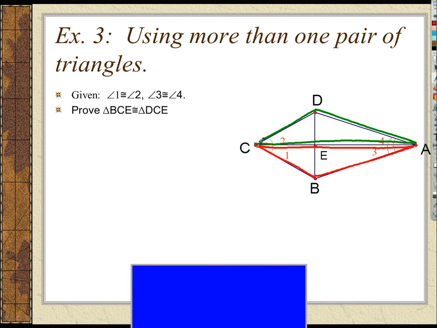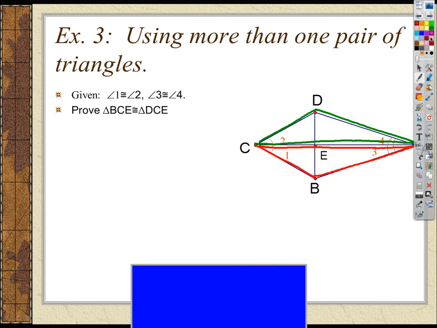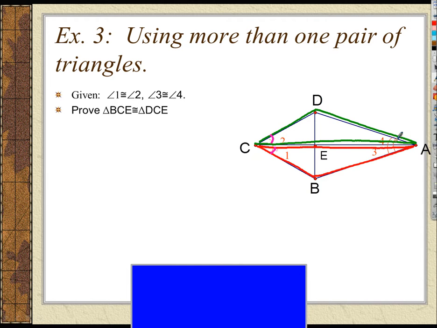Okay, what if we do that? Now look at this. Look what we've got here. We've got that angle congruent to that angle. That angle congruent to that angle. What else do they share? They share a side, right? They share side CA. Right? So by angle, side, angle, the green triangle and the red triangle are congruent, right? Aha! And if the green triangle and the red triangle are congruent, then now we can get that third piece that we didn't have before, right?